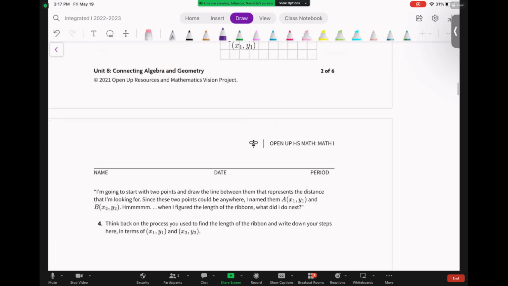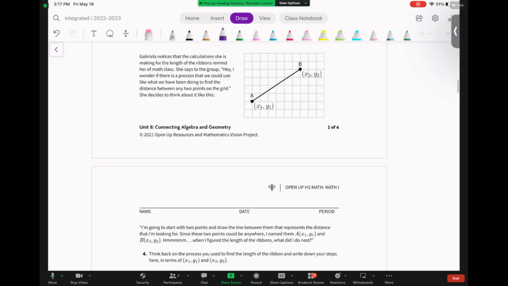Right? And then she says, I'm going to start with 2 points and draw the line between them that represents the distance that I'm looking for. Since these 2 points could be anywhere, I name them A, which is x1, y1, and B, which is x2, y2.